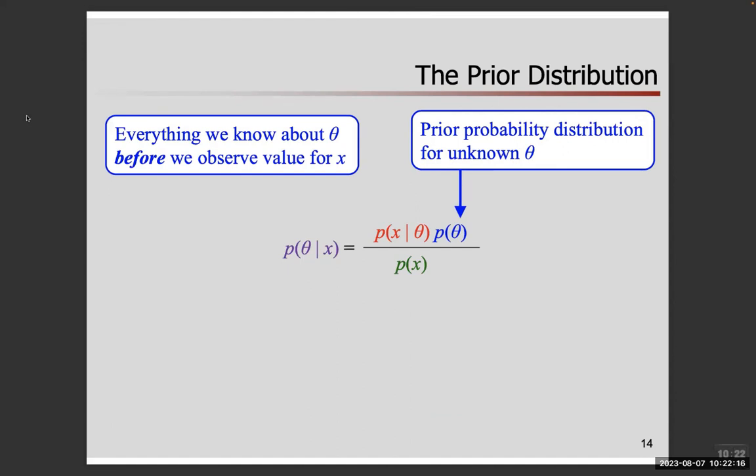The term that I tend to put in blue is the prior distribution. This is the prior probability distribution for the unknown parameter. It captures what we think about the parameter before observing this data at hand that we're about to synthesize or incorporate.